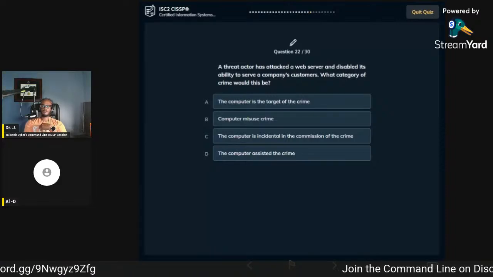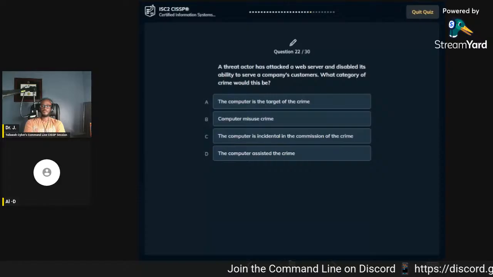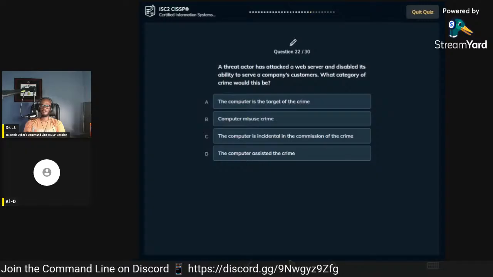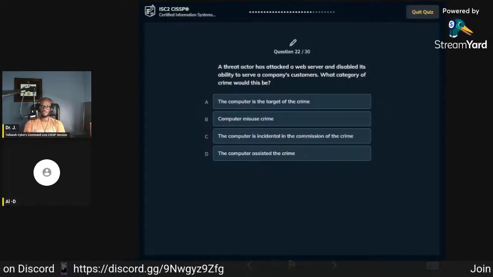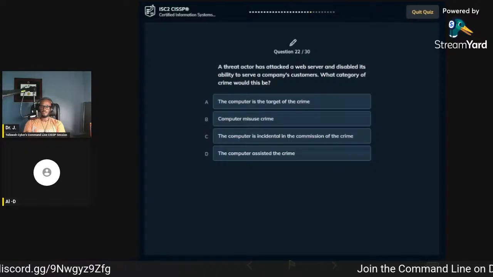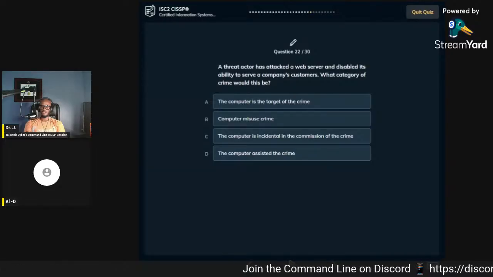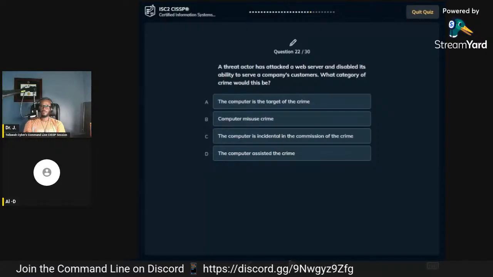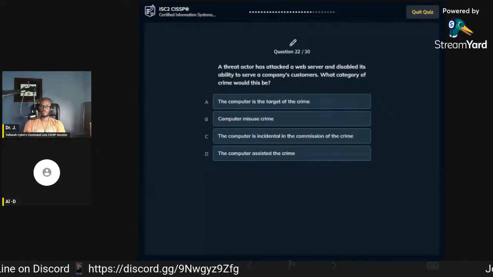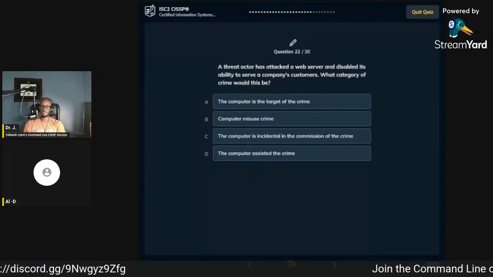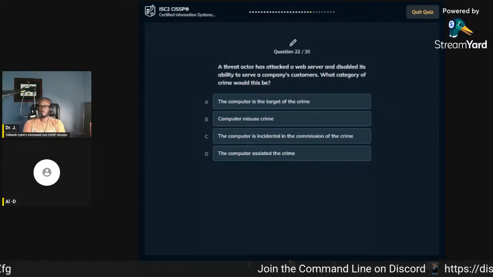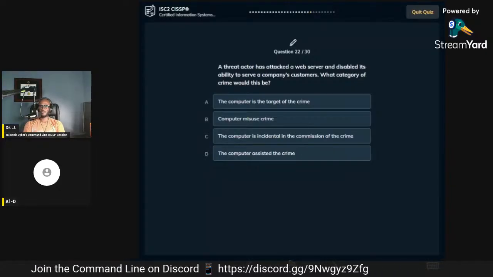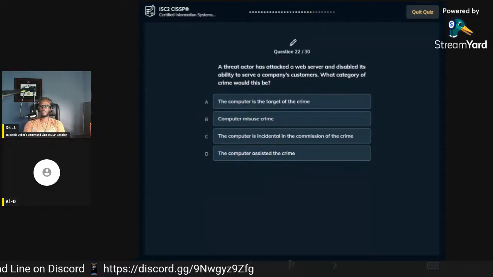It's not. I don't think it's computers misuse. So I would eliminate Bravo and Delta. Because that web server was used to serve a company's customers. But let's just say it was like Best Buy, right? Somebody attacked Best Buy's web server, so people can't check their accounts or anything like that.